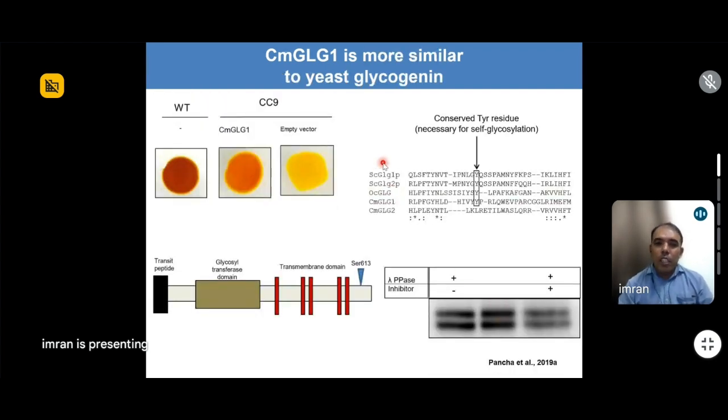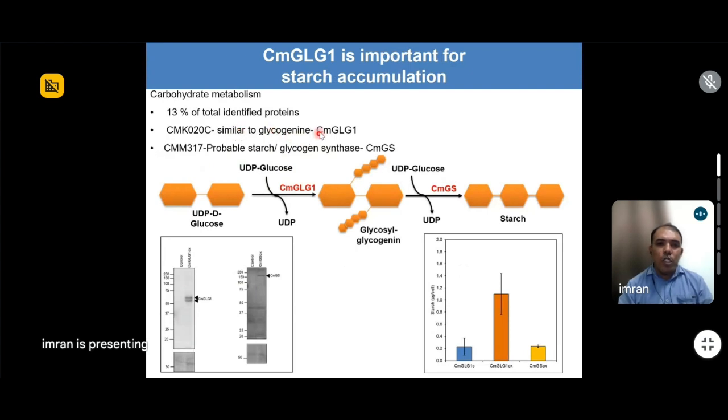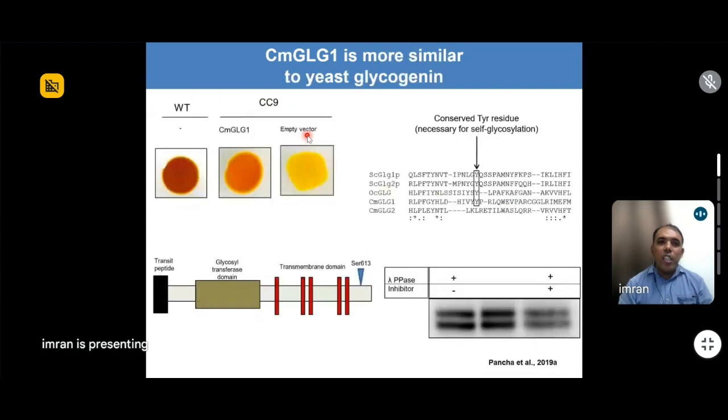Because, as I mentioned, CMGLG1 is a glycogenin type of enzyme, and if you consider yeast, it generally contains two glycogenin enzymes, glycogenin 1 and glycogenin 2. And if you knock out both glycogenins, the yeast is unable to accumulate glycogen, and they have given the name CC9 to the double knockout strain. So what I did, I expressed CMGLG1 in this glycogenin double knockout strain.